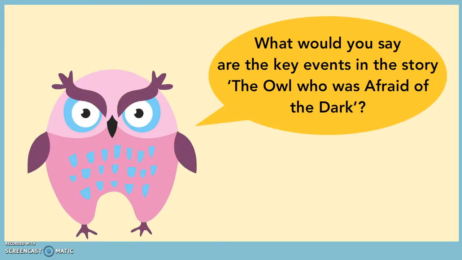But before we start, let's think back to what's happened so far. We've read all 7 chapters now. What would you say are the key events in the story of The Owl Who Was Afraid of the Dark? So I want you to pause, I want you to think about these, and I want you to be able to summarise what you think are the main things that actually happened in our story. Come and join me once you've shared that with someone.